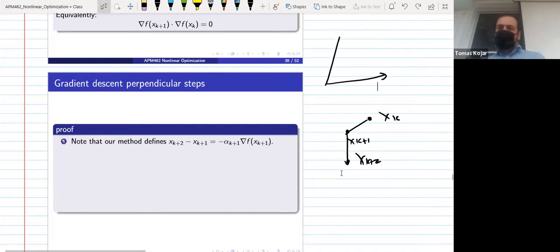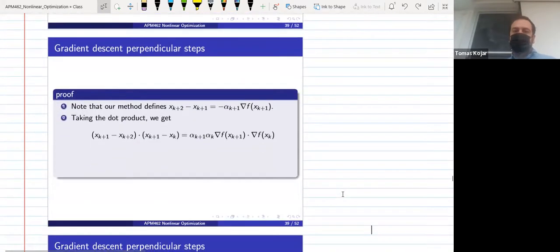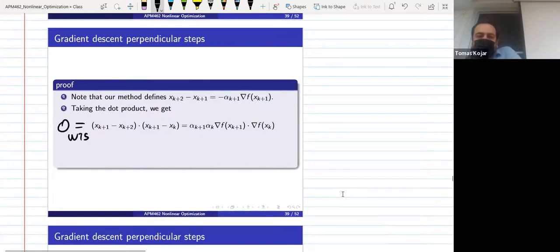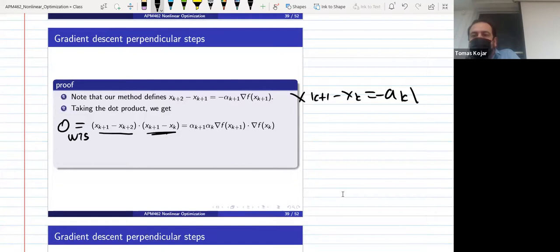Let's do the proof. I'm going to prove to you that this product is equal to 0 if and only if the gradients are 0. Here I'm just plugging in the definition, so I know what xk+1 minus xk+2 is, and same with this. So there's nothing new here. I'm using that xk+1 minus xk is equal to minus ak times the gradient of f at xk. And I take the dot product.